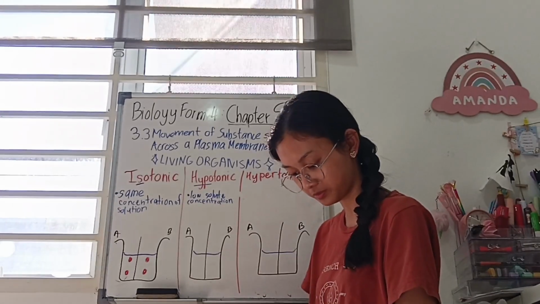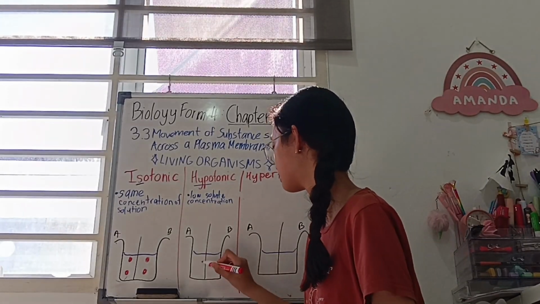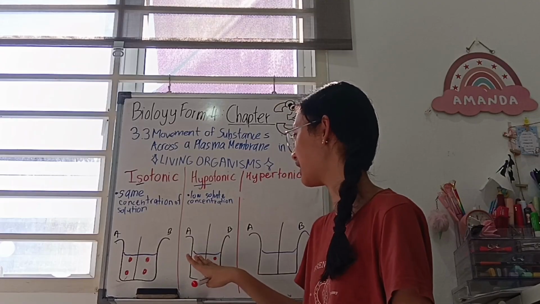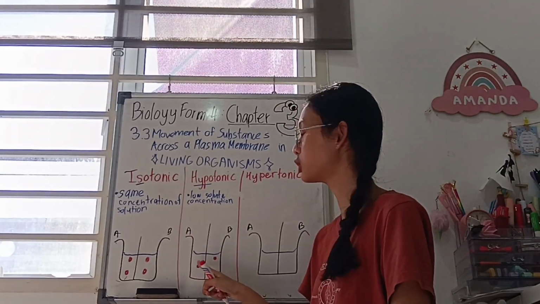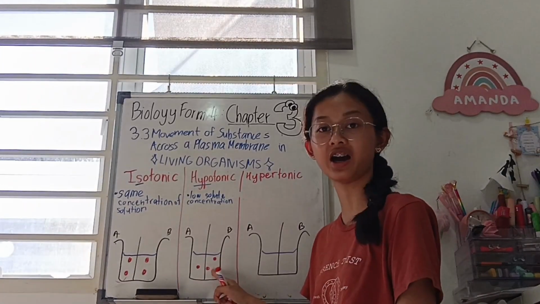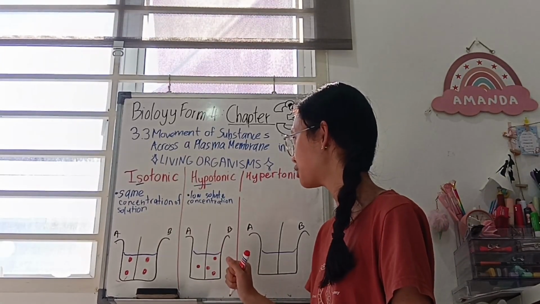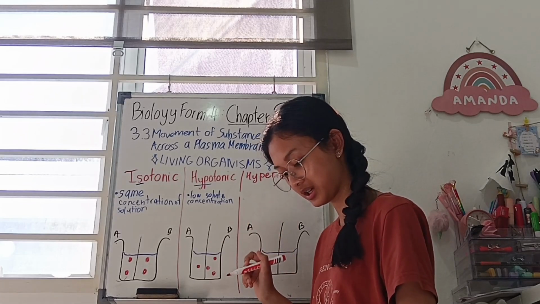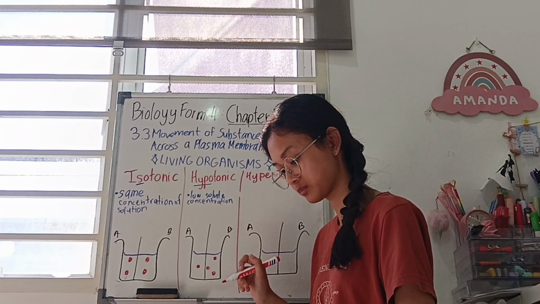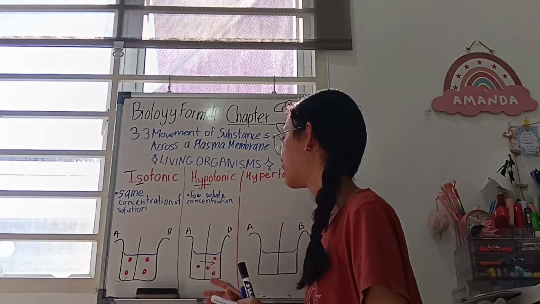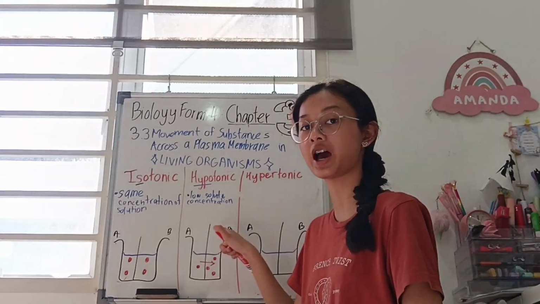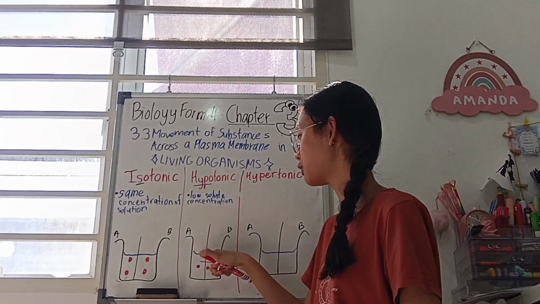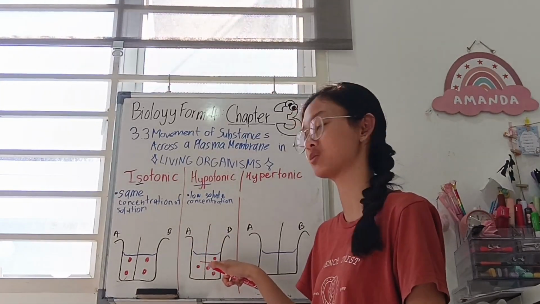So for example, look at A. A has low solute concentration. B has a higher solute concentration. So the movement of water is this way because A is hypotonic to B. A is hypotonic to B, so the water will go to B through osmosis.